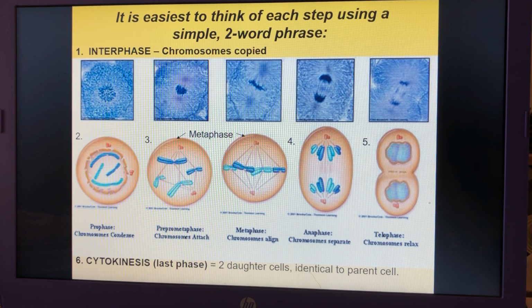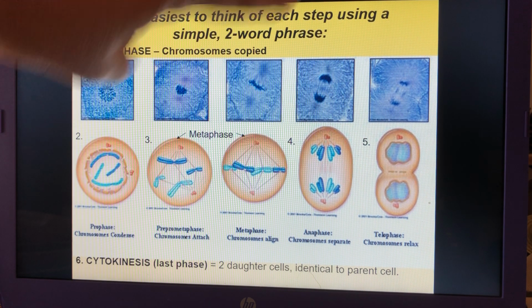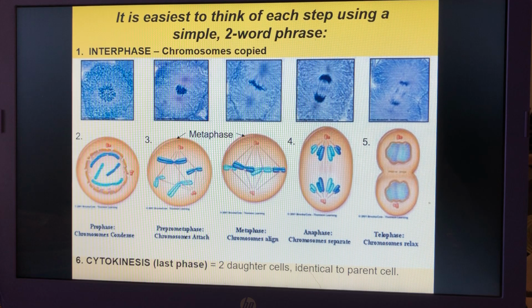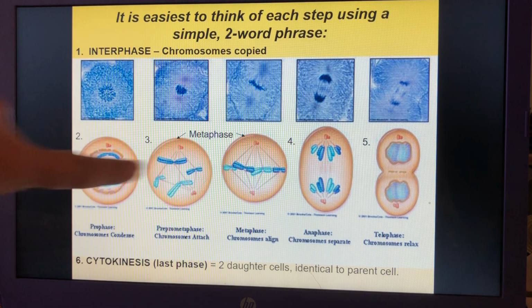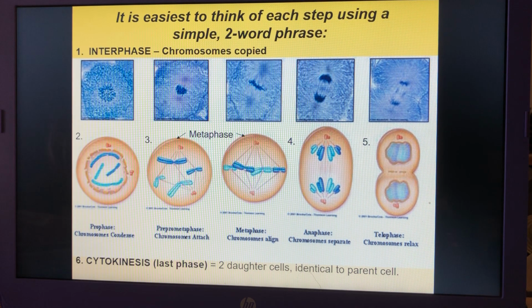So this is just an overall look. It's easiest sometimes to think of each step using simple 2 words. So let's look. Interphase. Chromosomes are copied, because that's the most important thing that happens in interphase, is that the chromosomes, or the DNA, the information, is copied. Then we have our second stage of the cell cycle, which is mitosis. Thinking of those 2-word phrases.